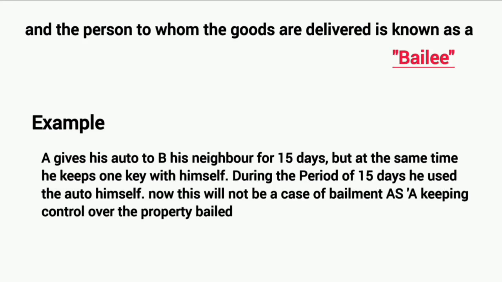For example, A gives his auto to B, his neighbor, for 50 days. At the same time, he keeps one key with himself. During the period of 50 days, he used the auto himself. Now, this will not be a case of bailment, as A is keeping control over the property bailed.